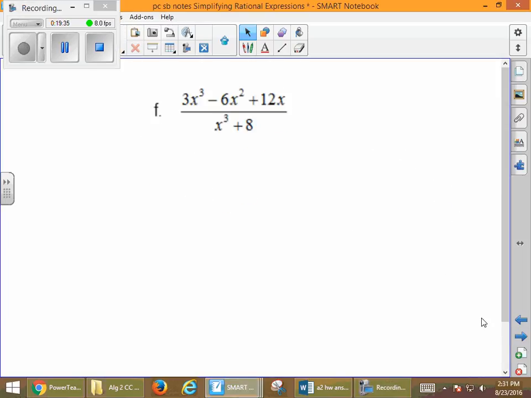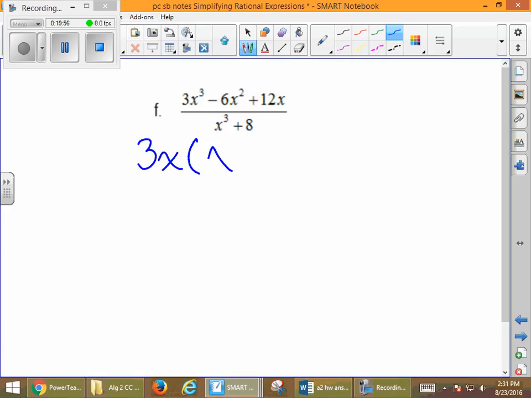Last example. Remember, when we're looking at these problems, we need to ask ourselves, do we have a greatest common factor? We have a greatest common factor, in this case, of 3x. And that's going to be really helpful for us, because when we factor out the 3x, we're going to be left with x squared minus 2x plus 4. Now let's stick with the numerator here for a minute, and let's completely factor the numerator, and we can do some more, at least we think we can.